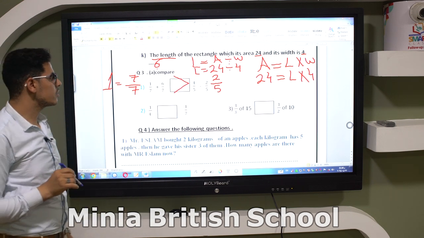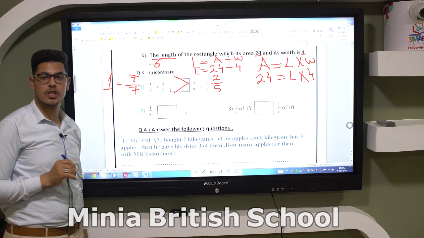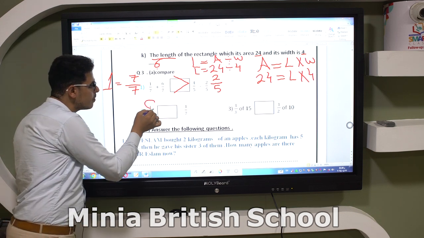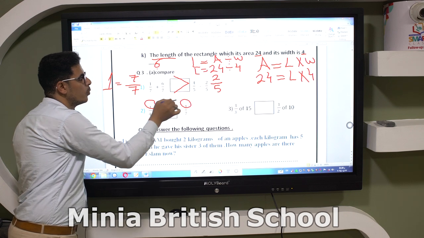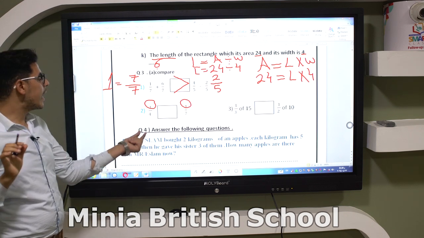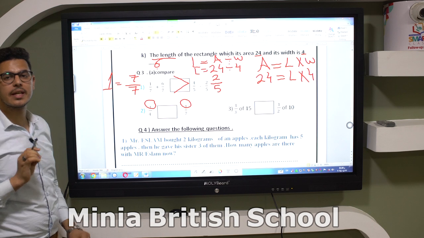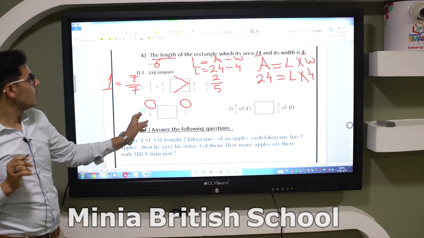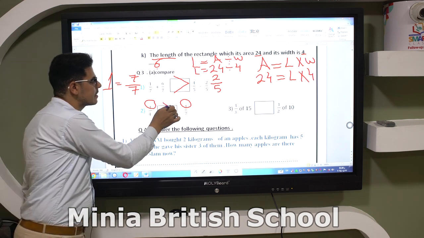Let's see the next. I have here two fractions that have the same numerator. So I will choose the least denominator. It will be the greatest fraction. So 1 over 4 is the greatest.